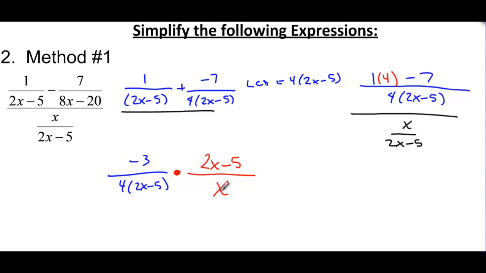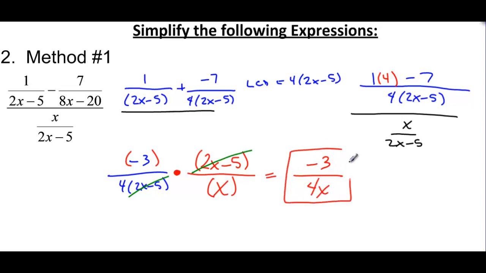So what I want to do is factor each part. This I can't factor. 4 times 2x minus 5 is already factored. 2x minus 5 I can't factor. X is just a single term, so I can't factor it. So now I want to think, is there anything I can simplify? Well, this 2x minus 5 can simplify with that 2x minus 5. So I get a final answer of negative 3 in my numerator and a 4x in the denominator, and I can't simplify anymore.